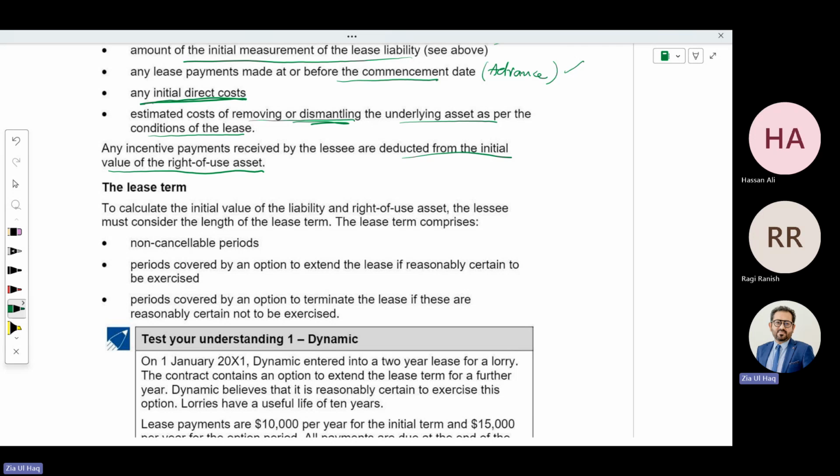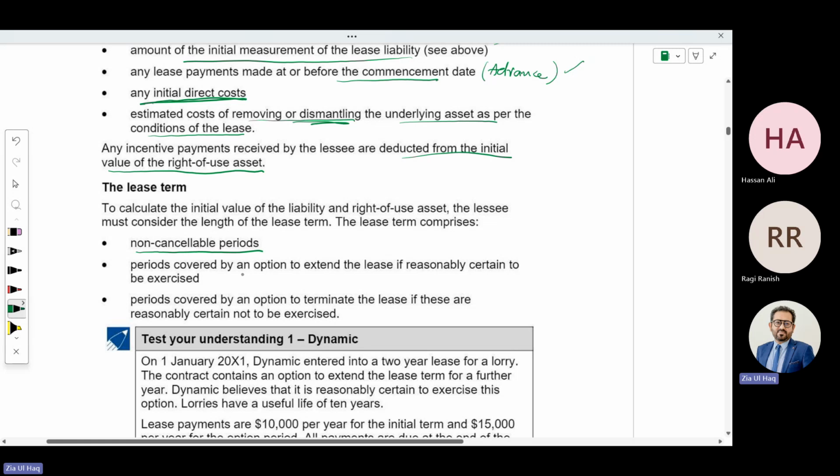Right of use asset: the lessee may consider the length of the lease term. The lease term comprises the non-cancelable period. The period for which you are getting the asset on lease will not be cancelled, because you are signing a contract with the lessor, so you cannot breach that contract. If you are obtaining the asset for 5 years' use, that is the non-cancelable period, because everything will be written in the lease contract.